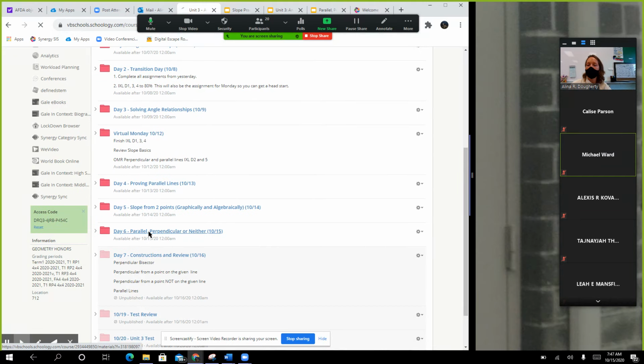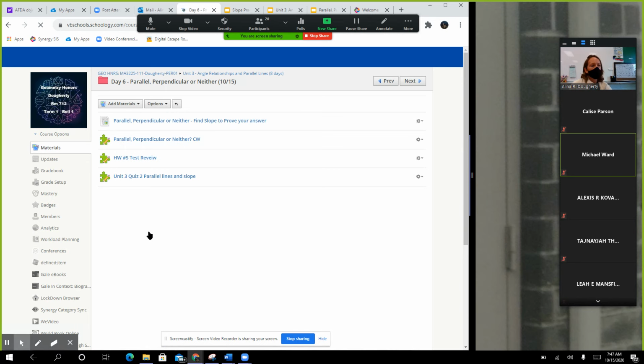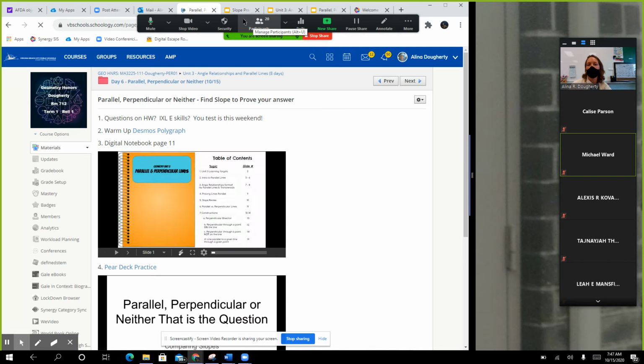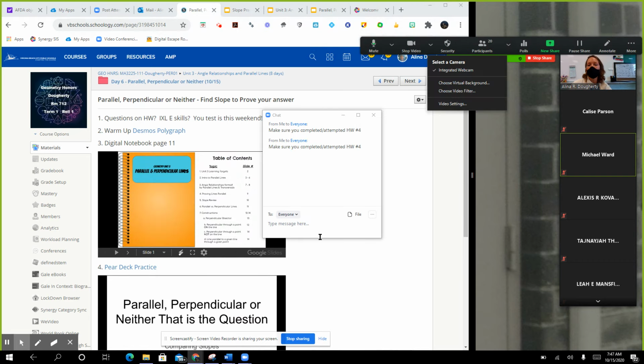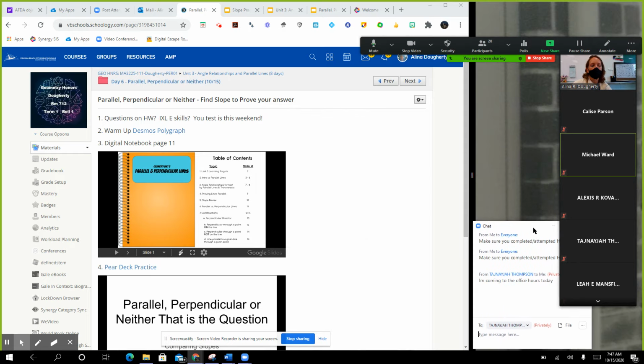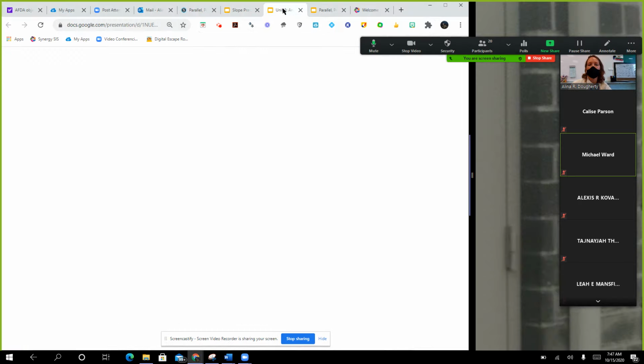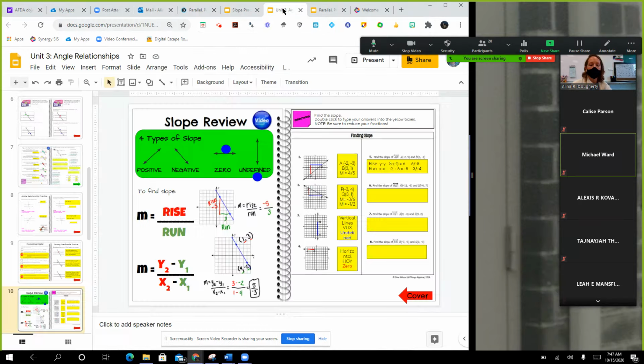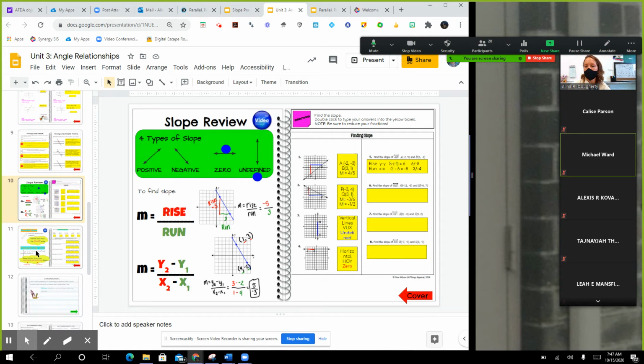So let's go into parallel, perpendicular, and neither. And open up your digital notebook 11. Actually, you don't need to be on this page because your digital notebook is at the beginning of the unit. But what I'd like for you to do is open up that digital notebook, your copy of it. We did slope yesterday. Is everybody okay with finding slope?